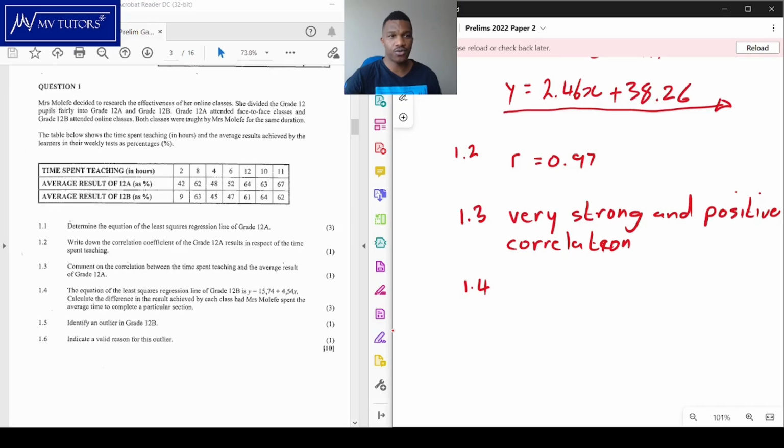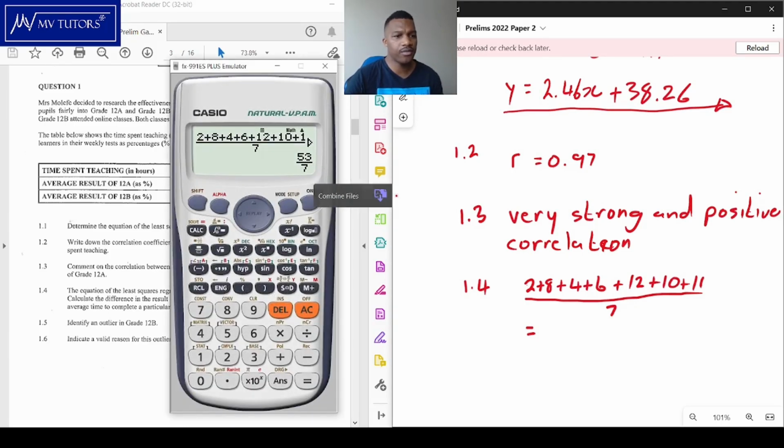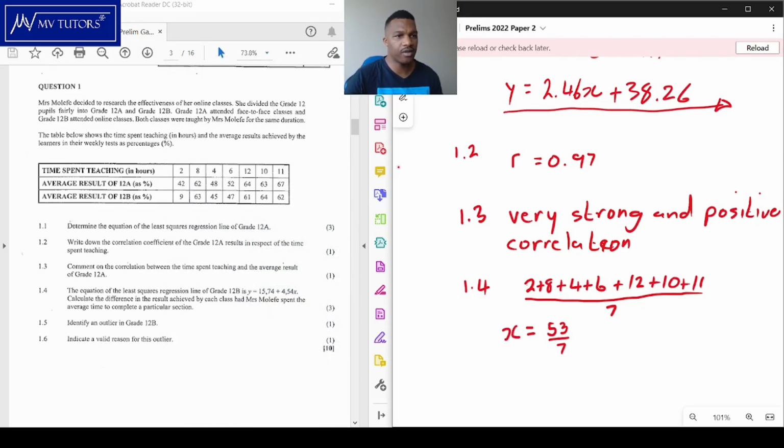So what we want to do then is get the average time spent, and let's go analog this time. Okay, let's really go analog. We'll go 2 plus 8 plus 4 plus 6 plus 12 plus 10 plus 11 divided by 1, 2, 3, 4, 5, 6, 7 data points, and that's going to give us the average time. If I put this in a calculator, we get 53/7. Okay, all right, so that's the average time, which is X.